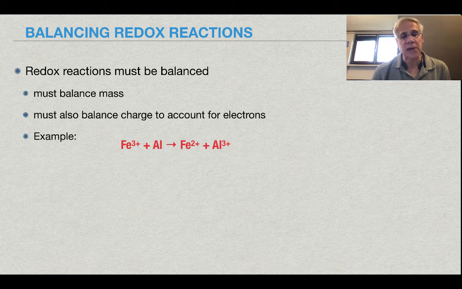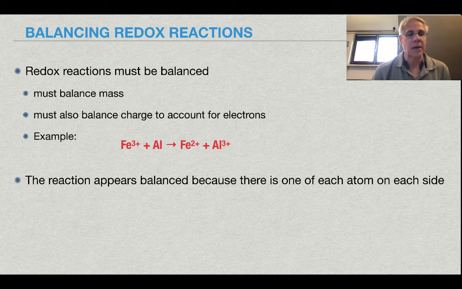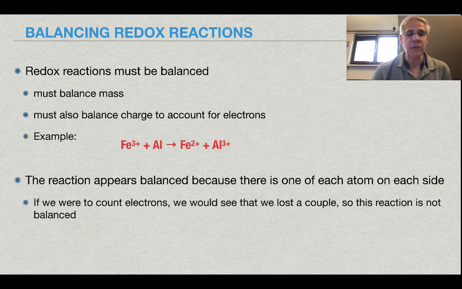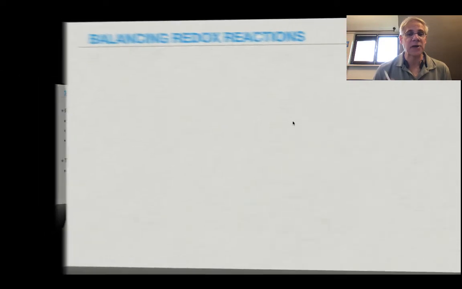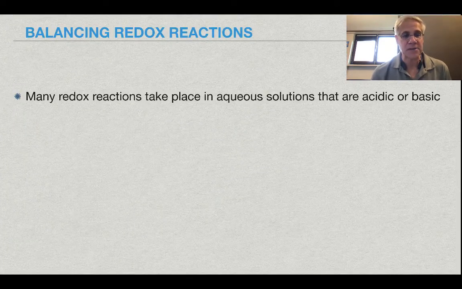If we look at this reaction here, we have iron 3+ plus aluminum goes to iron 2+ plus aluminum 3+. At first glance, it might look like it's balanced. We have one iron on each side, we have one aluminum on each side. However, if we were to count up all the electrons on both sides, we would see that in going from reactants to products, we actually lost a couple of electrons, and so this reaction is not balanced.